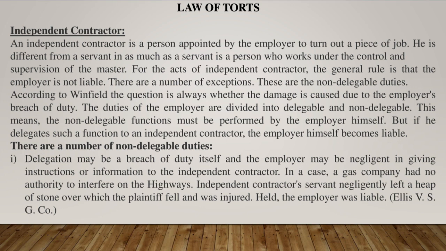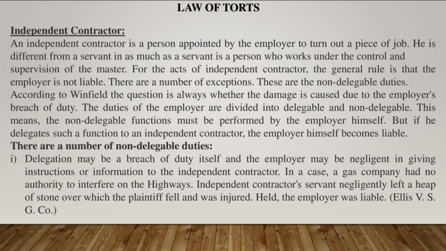According to Winfield, the question is always whether the damage is caused due to the employer's breach of duty. The duties of the employer are divided into delegable and non-delegable. This means the non-delegable functions must be performed by the employer himself. But if he delegates such a function to an independent contractor, the employer himself becomes liable. There are a number of non-delegable duties.